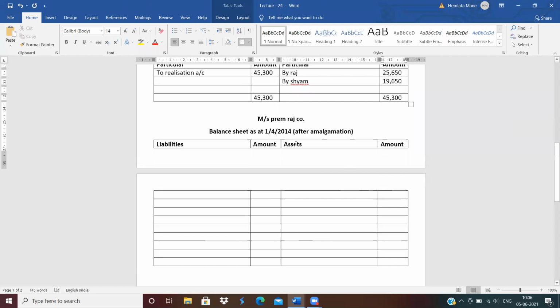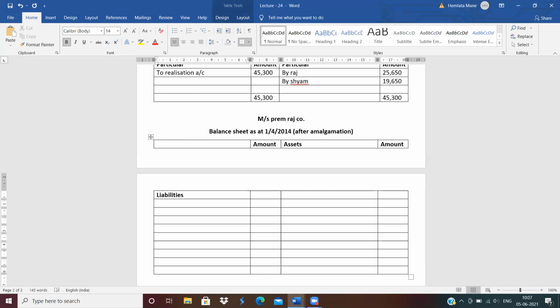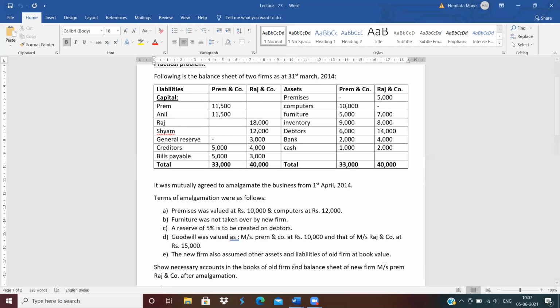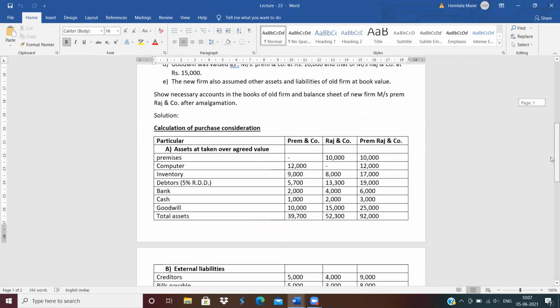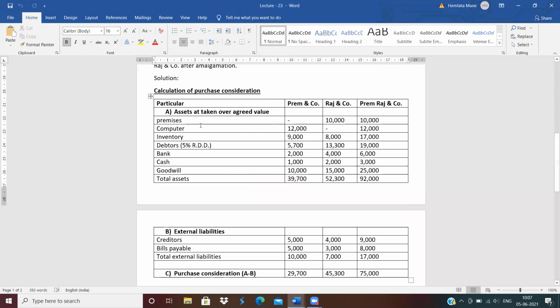Now here we have to solve the balance sheet after amalgamation in the new company. Which is the new company? Premraj Company is our new company. So prepare the balance sheet in Premraj Company. Liability side. Now assets. See which assets are taken over by the new company. Now don't look at the old balance sheet; see the amount from the purchase consideration.